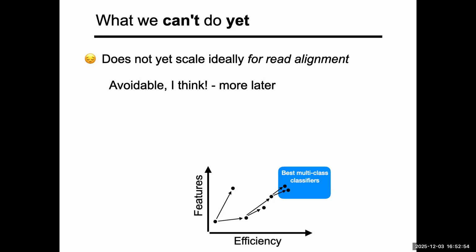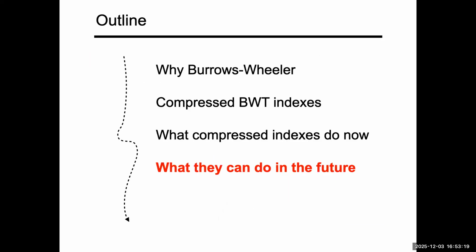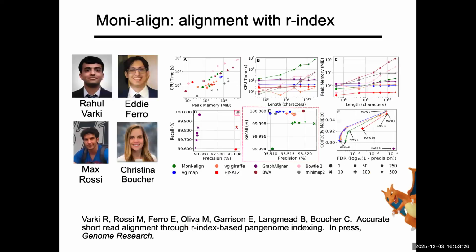Okay, so we do not yet scale ideally for read alignment. This is avoidable, I think. We're still not as small as K-mer indexes, which is perhaps unavoidable, again, because it's not reasonable to think that a full text index, which is capable of handling any length K-mer, is going to approach the size of a K-mer index that specializes in a single length. However, I want to talk a little bit now and conclude with what I think they can do in the future, and it's going to include some preliminary results on the R-is-ard front.